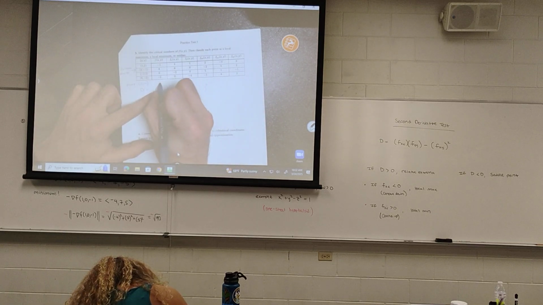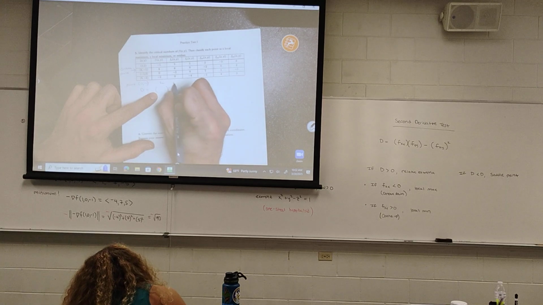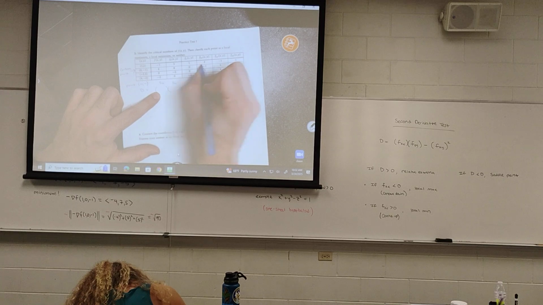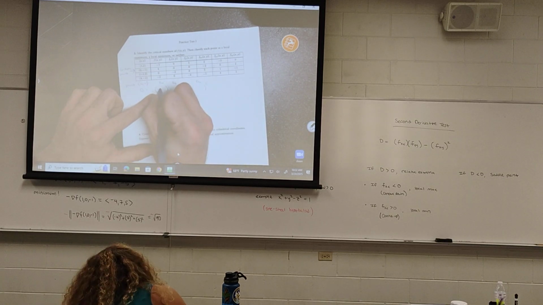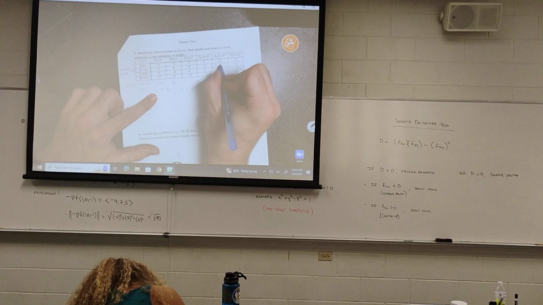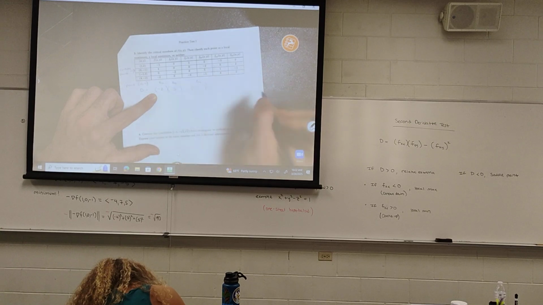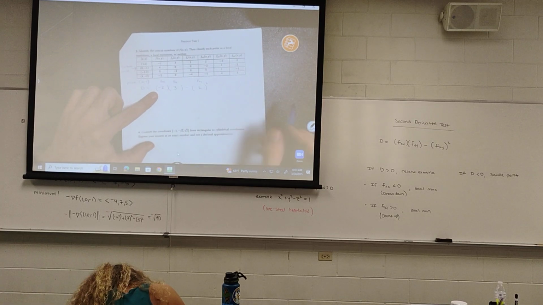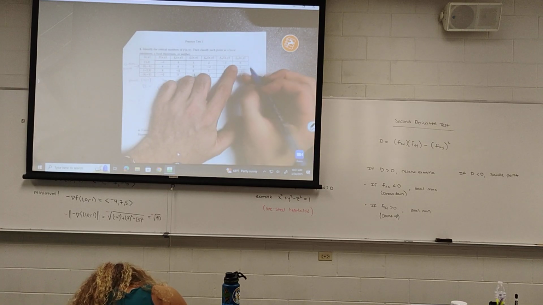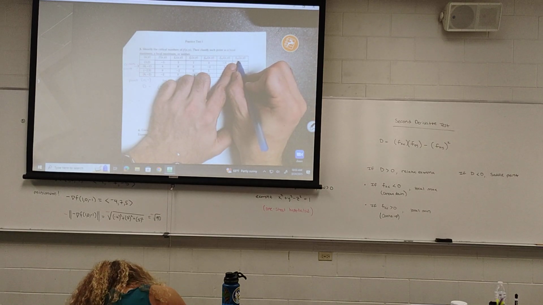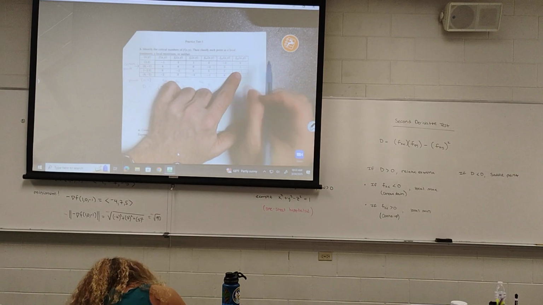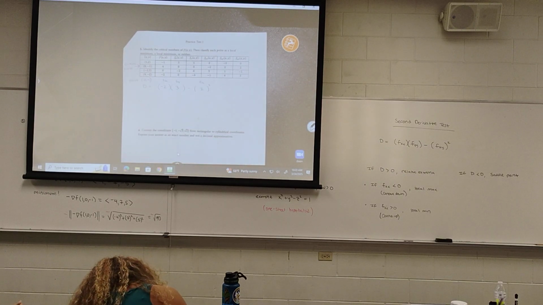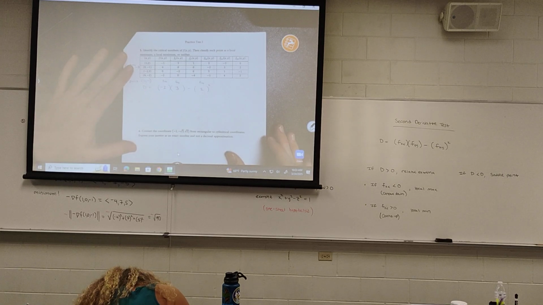So f sub xx is negative 2. f sub yy is 3. f sub xy is 2. Now, what should f sub yx be at this one? 2 as well. They're the same. Your mixed partials are equal, and if they're not the same, you did something wrong.